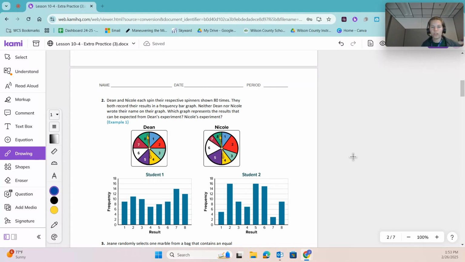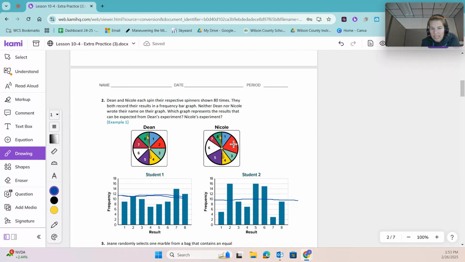The first thing I would notice here is that Dean's has all of his spaces equally distributed, so the numbers 1 through 8 would be more evenly drawn. And I think that student 1 here is a little more similar to that, whereas if I draw a line through this student, they're much further from that line above and below.